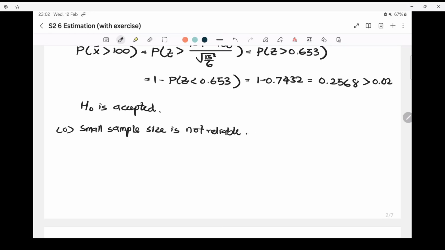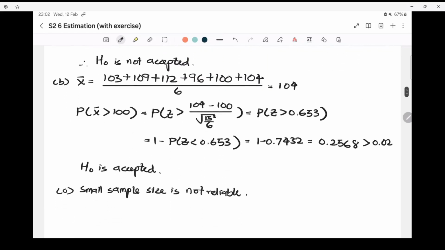Because coming from part B, you can see that your one-tailed test basically gives you a very large probability, which does not make sense. Which is why whenever you do hypothesis testing with these samples, the bigger the sample size, the better.